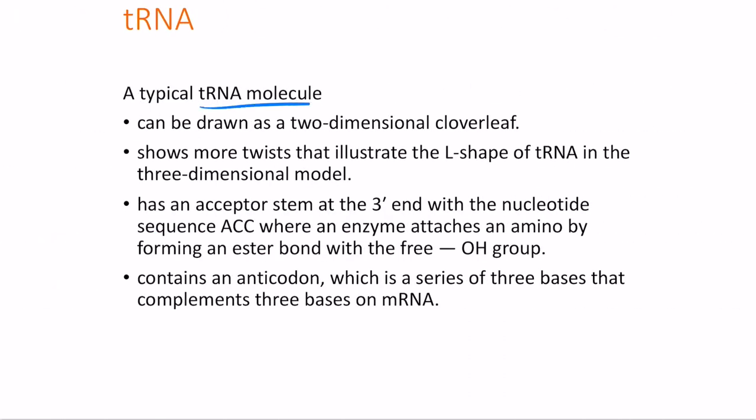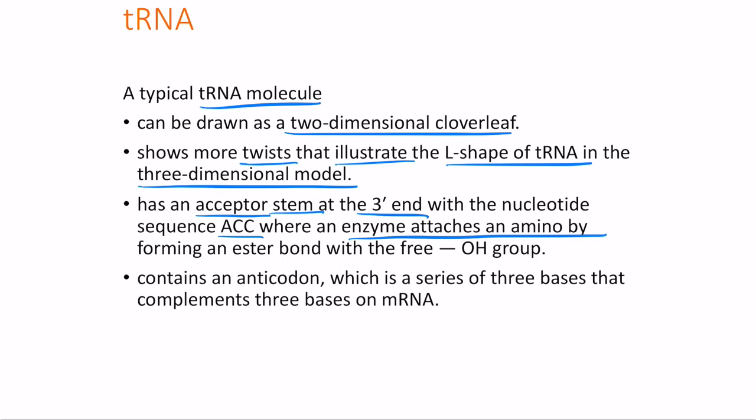Let's start with tRNA. tRNA can be drawn as a two-dimensional clover leaf. It shows more twists than illustrated. The L shape of the tRNA is in the three-dimensional model. tRNA has an acceptor stem at the 3' end with the nucleotide sequence ACC, where an enzyme attaches the amino acid, forming the ester bond to the free OH group. It also contains what we call an anticodon, which is a series of three bases that complements the three bases of the mRNA. Remember that the transcription process always starts at A.